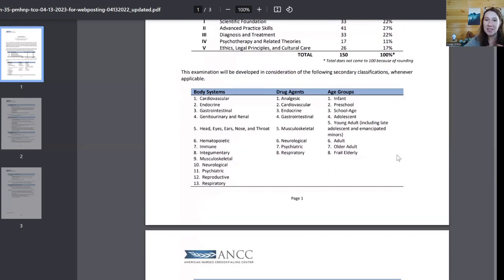So this is very helpful to me. I went in and I looked at all of this. So you're going to have to know all of these body systems, these drug agents, and the age groups. So I'm sure you know when you get your MSN that usually the PMHNP is across the lifespan. At least it was for me. So I knew that going in that it was going to cover all of that. However, I wasn't sure about all of the body systems or the drug agents. I wasn't sure what it would cover. So this goes into that there.